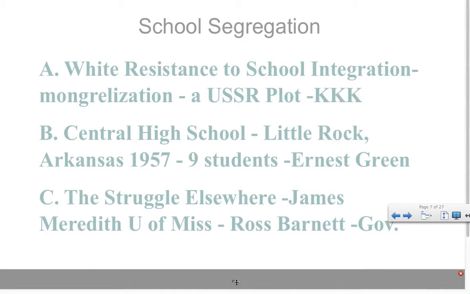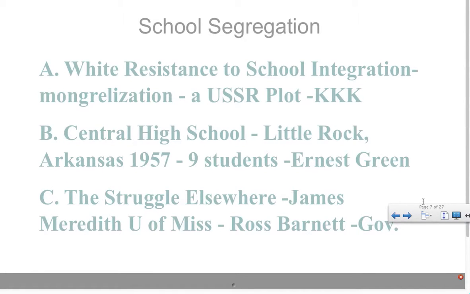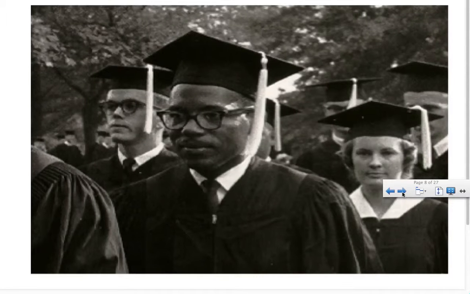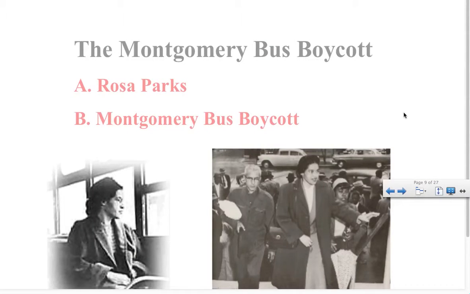All right, again, school segregation. A little background again. This is review. Again, we look at the Little Rock Nine gaining entrance into Central High. And there's a picture of James Meredith. And the Montgomery bus boycott, which was a huge success, which we've already learned. A large part of the success was due to Rosa Parks and the backing of the MIA.